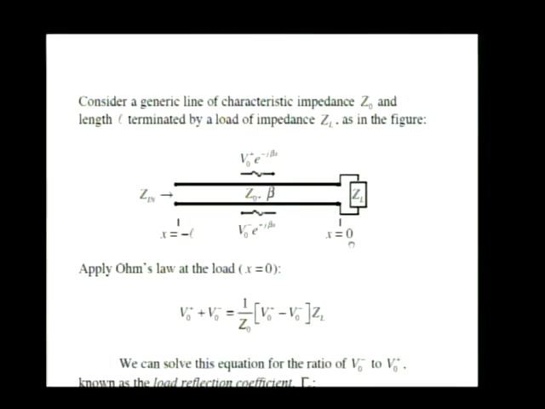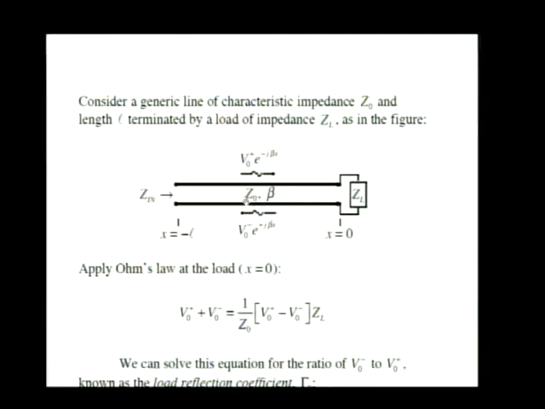I could, of course, have chosen this location to be x equals 0, then that location would have been x equals L. I'm shifting those coordinates. The reason for using the shifted coordinates with x equals 0 at the load is because I'm going to be doing a little bit of circuit analysis at the load, and it's a lot easier if x equals 0 at the load. It just leads to easier, simpler equations.